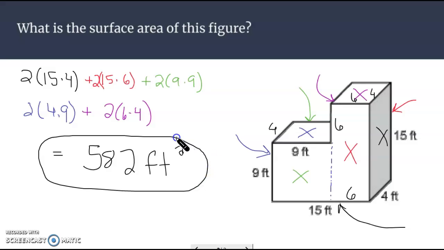So yeah, complicated shapes like this, break it down. Notice how I just sliced it right here. Instead of dealing with this L shape, we're now dealing with just rectangles. Hopefully this helps your understanding of surface area.